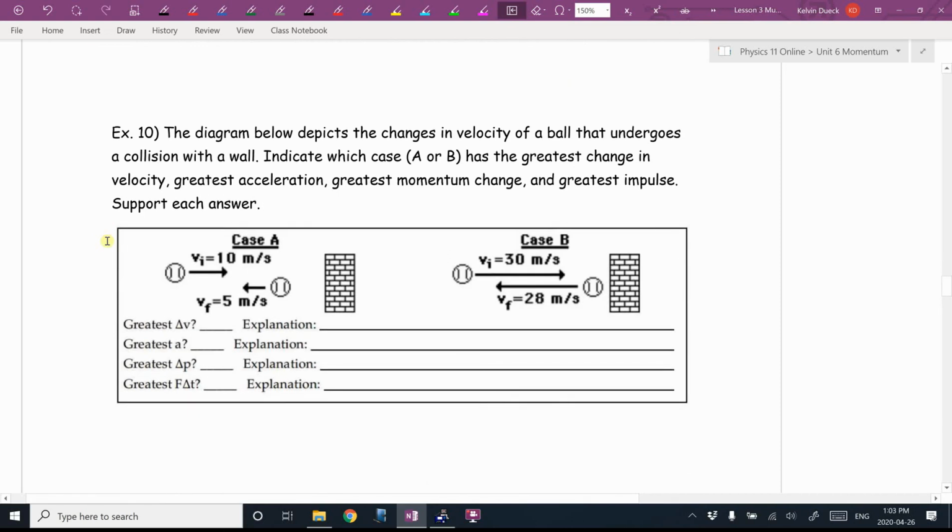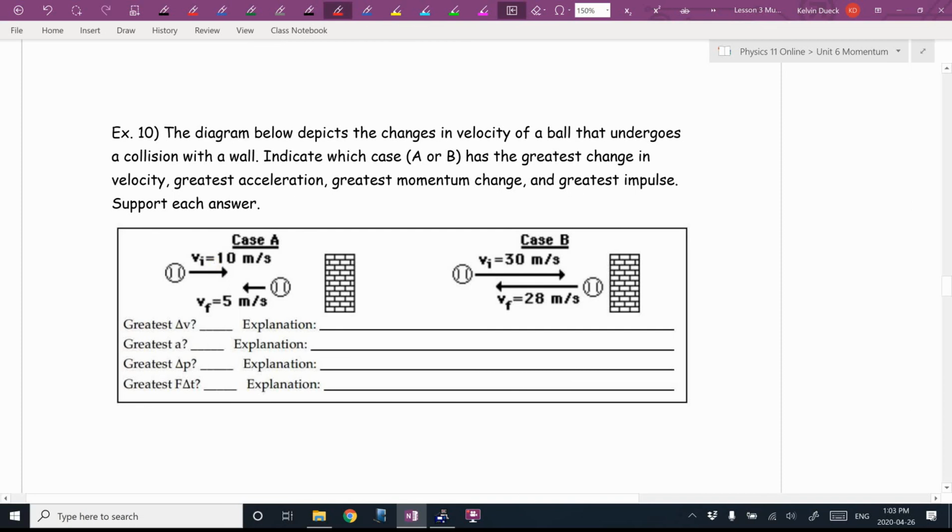Example 10. The diagram below depicts the changes in velocity of a ball that undergoes a collision with a wall. Indicate case A or B, which one has the greatest change in velocity, the greatest acceleration, greatest momentum change, and greatest impulse. Well, momentum change and impulse are the same thing, so those should end up being the same answer no matter what. Let's see.